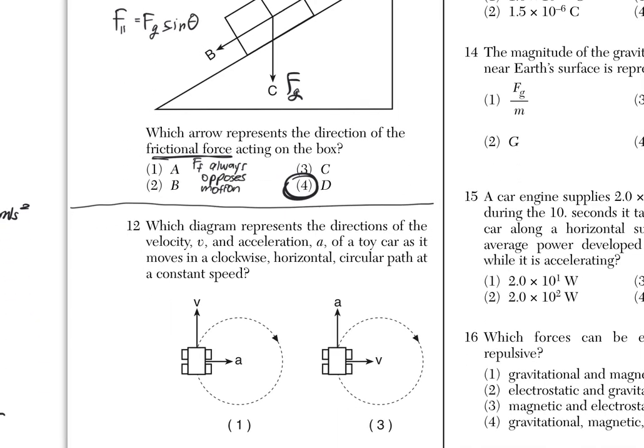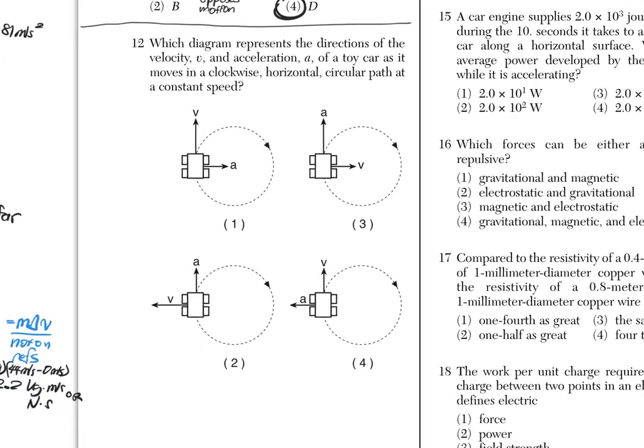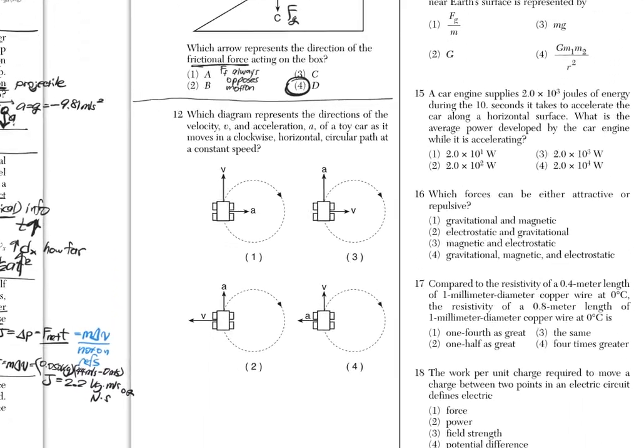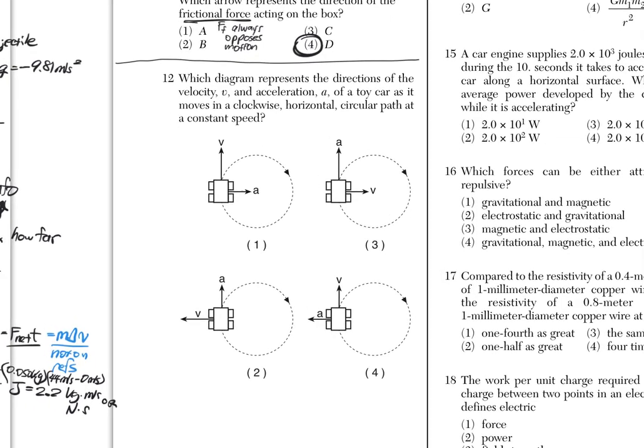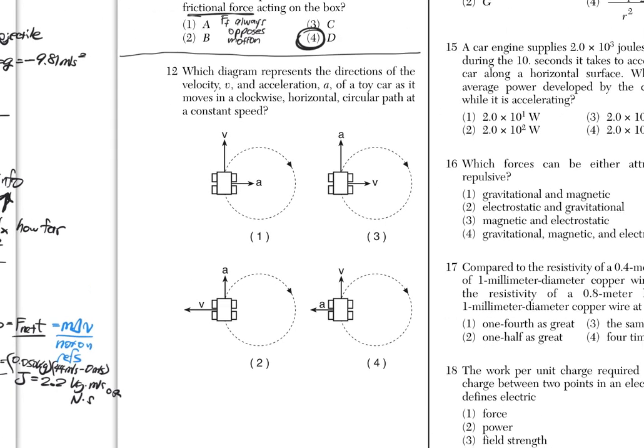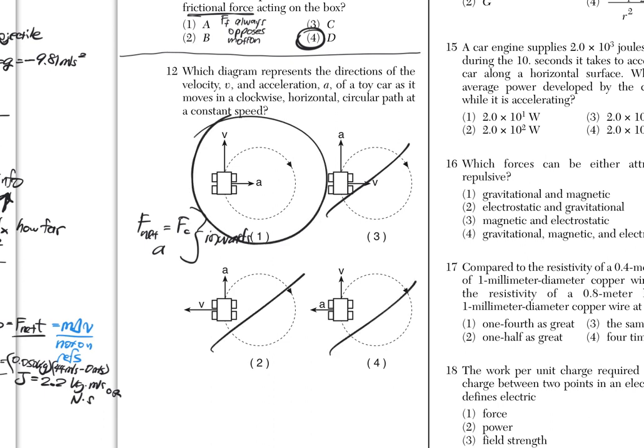All right, let's take a look at number 12. It seems that we have a circle question for number 12. It's the only question left in this particular set. So it says, which diagram represents velocity and acceleration? Well, acceleration, the net force, which is equal to the centripetal force, and the acceleration are both always inwards. So that means that 3 is out, 2 is out, 4 is out. That really only leaves us with 1.